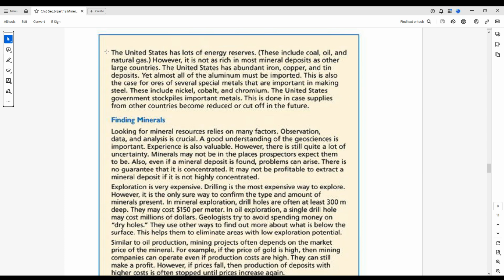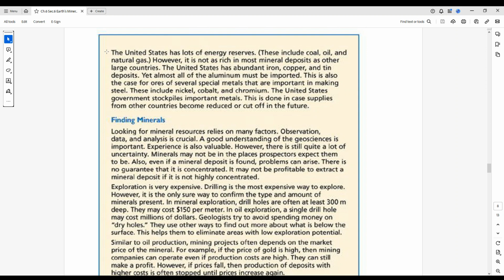The United States has lots of energy reserves. These include coal and natural gas. However, it is not as rich in most mineral deposits as other large countries. The United States has abundant iron, copper, and tin deposits, yet almost all of the aluminum must be imported. This is also the case for ores of several special metals that are important in making steel. These include nickel, cobalt, and chromium.